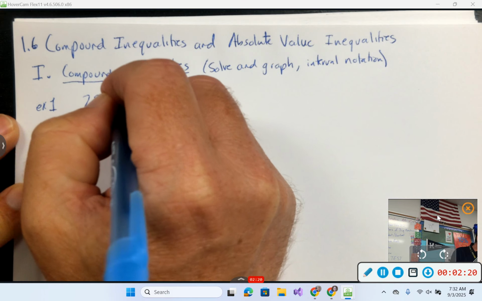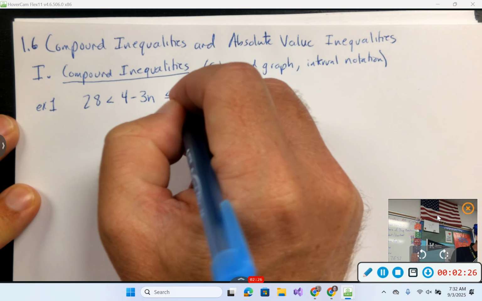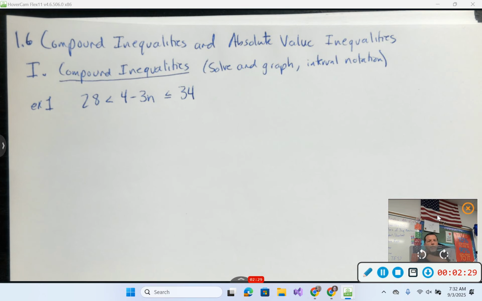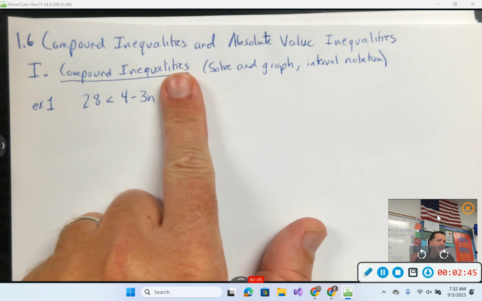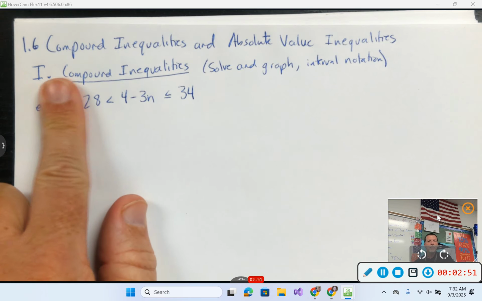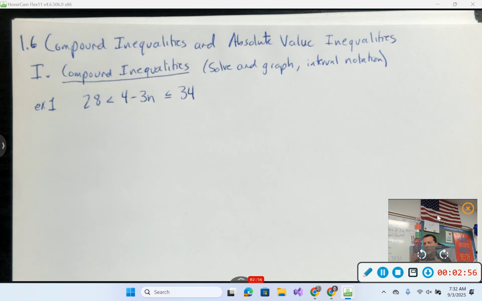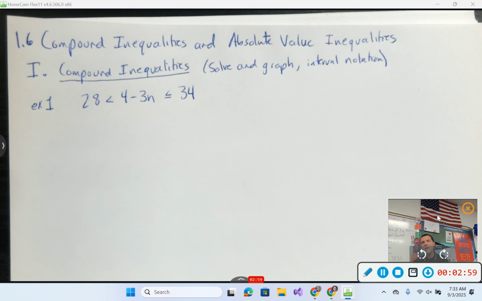28 is less than 4 minus 3n is less than or equal to 34. So I hope you can see the analogy there. The left-hand side, that's one inequality. That's pretty easy to work with. If you take the middle piece and pair it with the right piece, that's another inequality. But we shove them together to make one long inequality. That makes it a compound inequality.